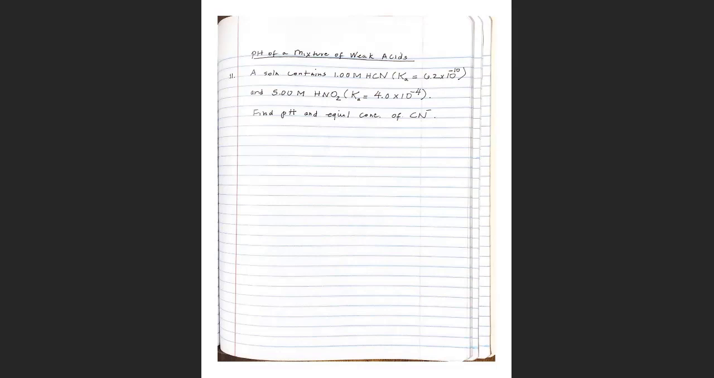All right, so a solution contains 1 molar HCN and 5 molar HNO2. Find the pH and equilibrium concentration of that mixture of weak acids. I don't think you would have to deal with that one either. That would be quite general. Yeah, that would also be a relatively tricky one as well. Let's see.